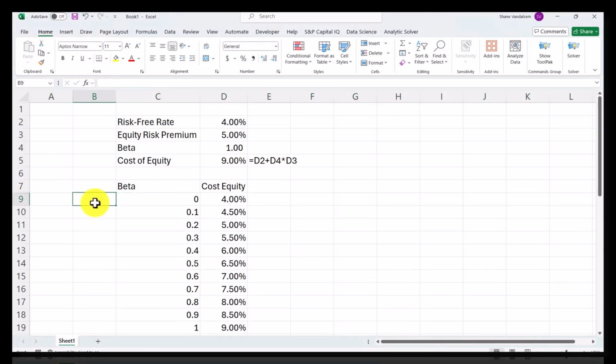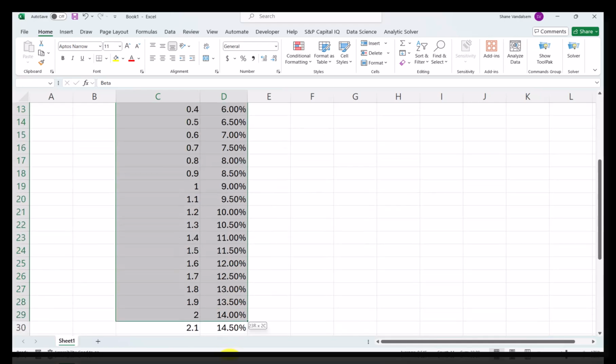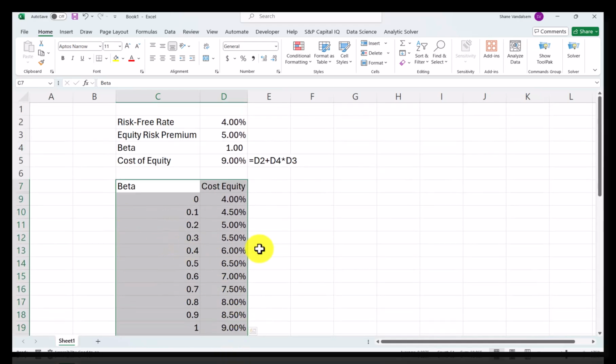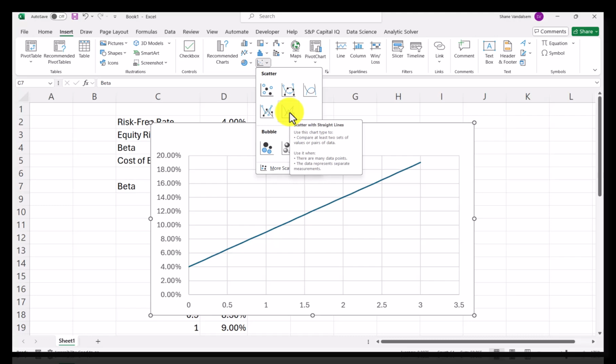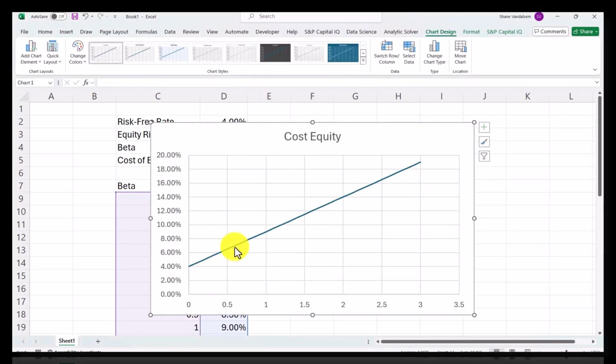I'm going to hide row 8. And then I'm going to highlight my betas and my cost of equity, just like this. And I'm going to insert a chart. So I'm going to go here to scatter point and select the scatter with straight lines. And this is actually our security market line. And so what this says is that our cost of equity is in our y-axis here, our vertical axis.